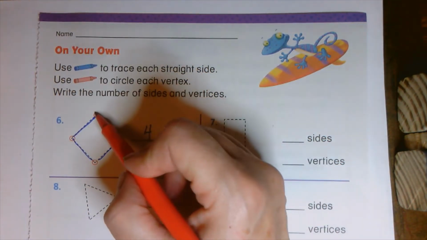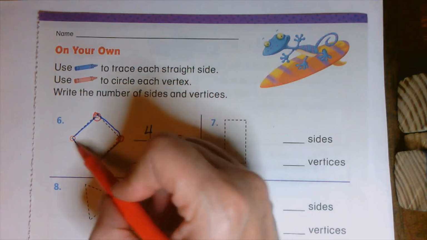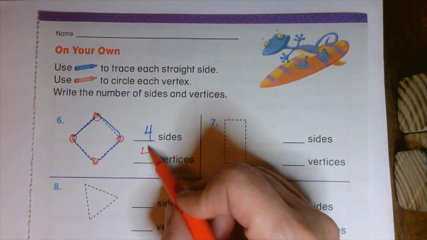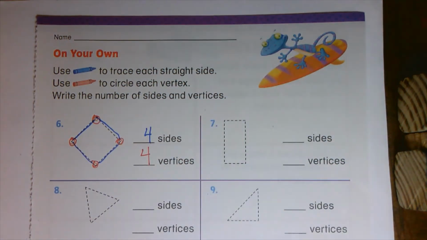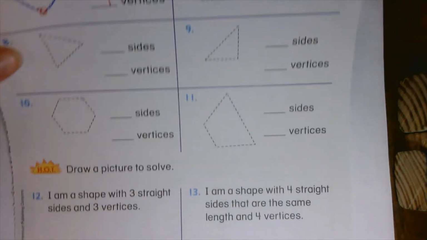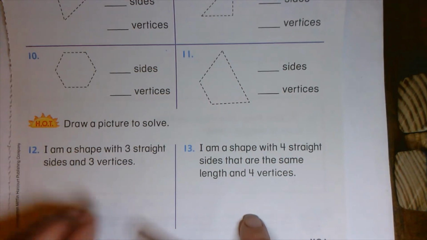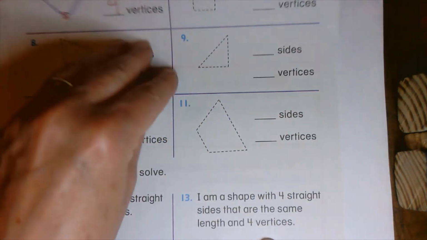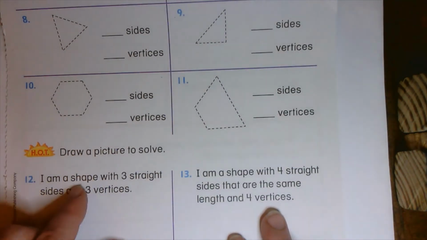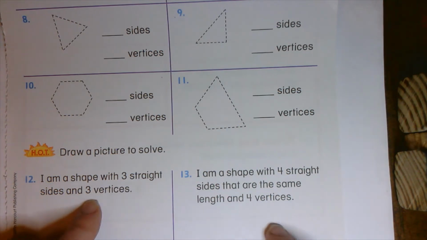Circle each vertex with the red. And then write how many vertices. Do that for each of these. Now, boys and girls, I'm not going to give you the answers on these, but I bet if you have paid attention to what you've done up here, I'm a shape with 3 straight sides and 3 vertices.